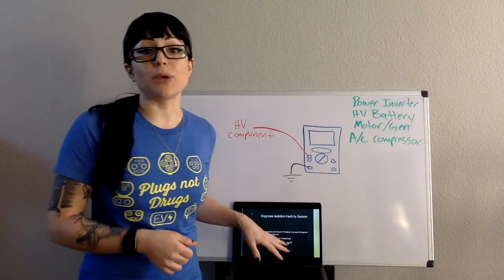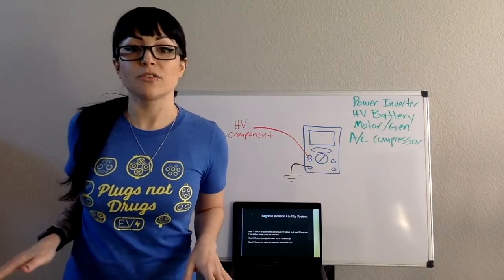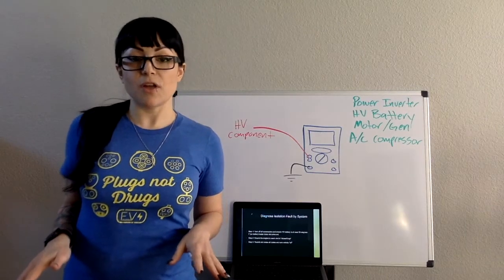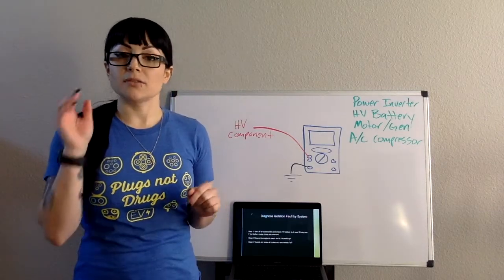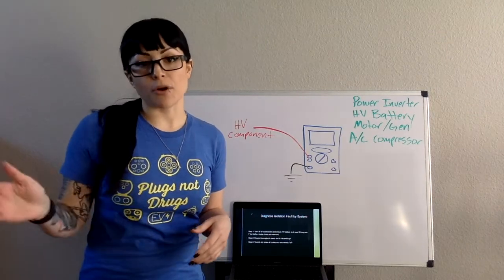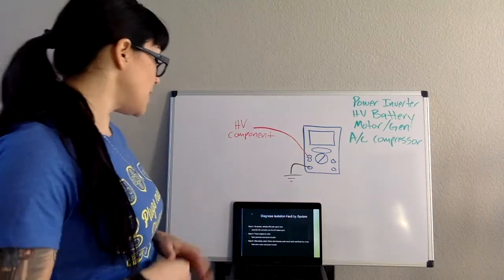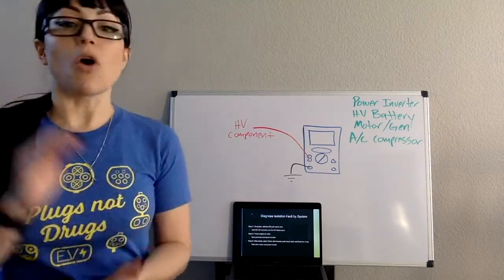You're also going to erase, after you've already recorded all the codes, all the codes having to do with isolation faults. That way we can start to pinpoint where it's coming from. So make sure you record all the codes, then go ahead and clear them. And then if we go to the next slide, we are going to turn the vehicle off.